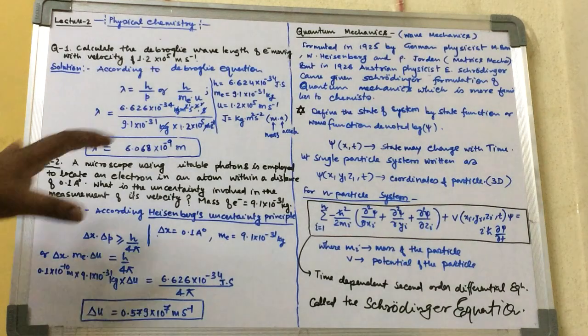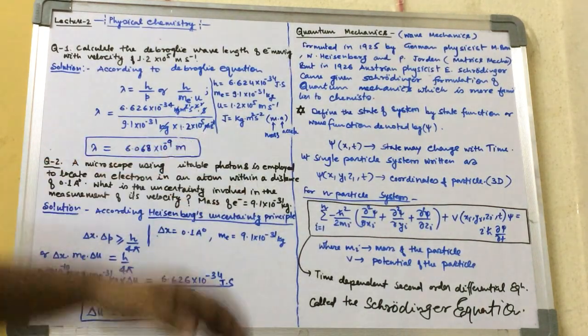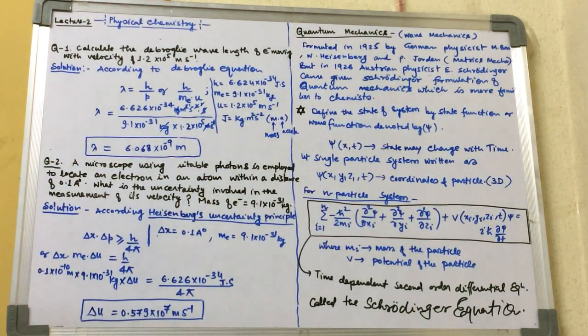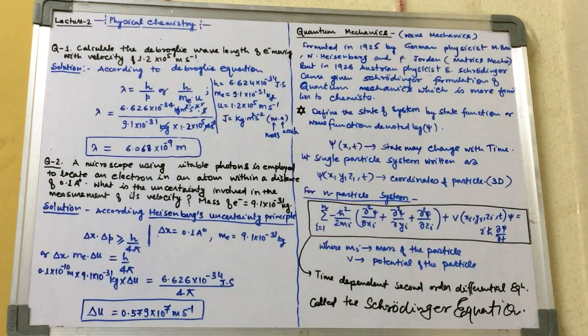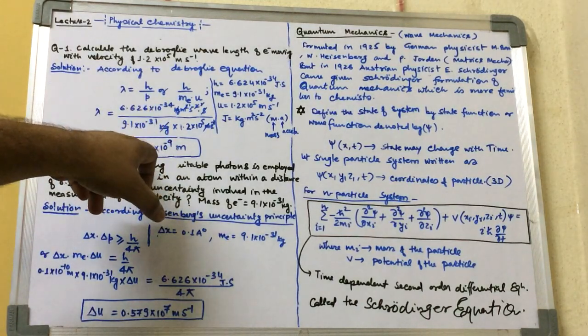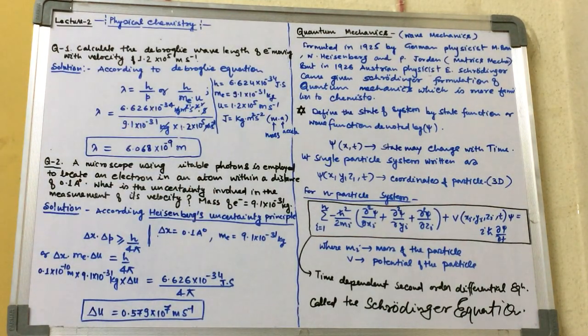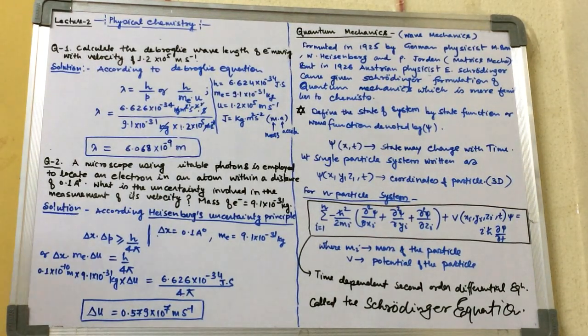So simply you will get the de Broglie wavelength in terms of meter: 6.068 into 10 to the power of minus 9 meter. Either you can write it as 6.068 nanometers. Both are correct. Hopefully you understood this solution.